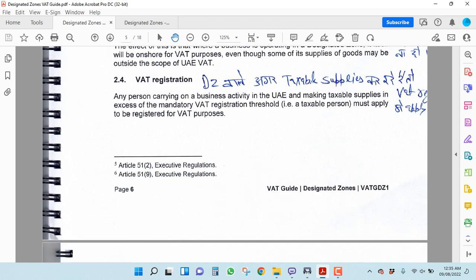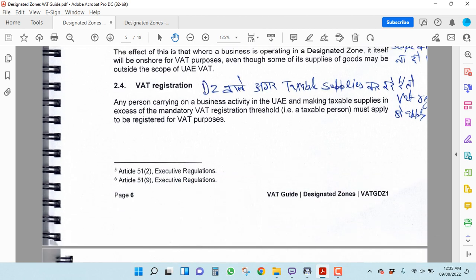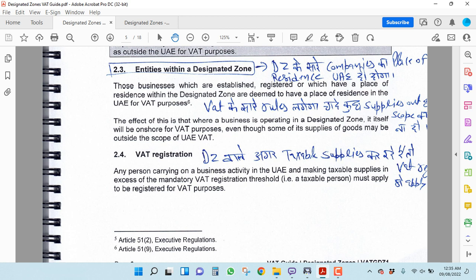VAT registration, although it is similar, all the provisions will be applied equally to DZ companies. The VAT registration rules will also apply the same as for other mainland companies.